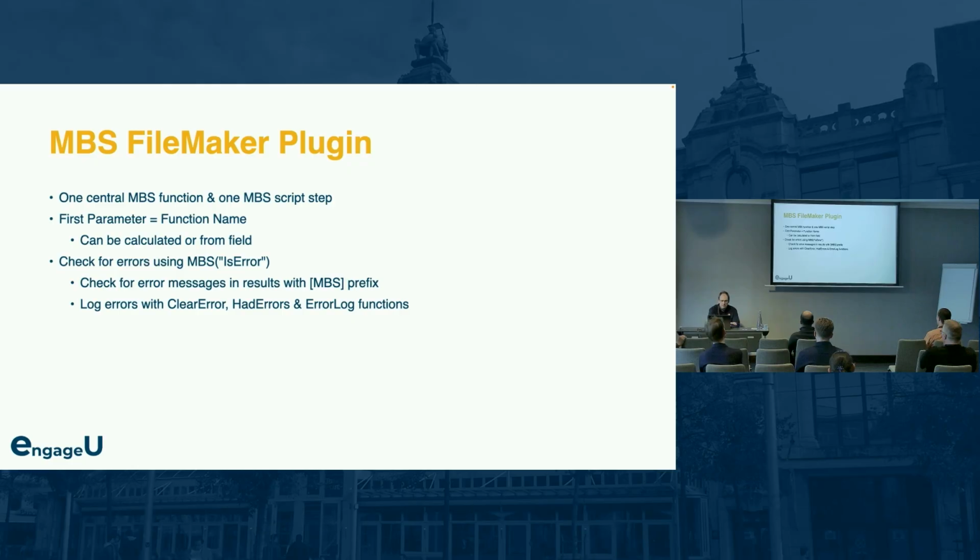And you can log errors. We have functions like clear error, which you call on the start of the script, and then on the end of the script you can check with has errors if we had some errors, and then get the error log, which is a JSON with all the errors and the details of the function codes.